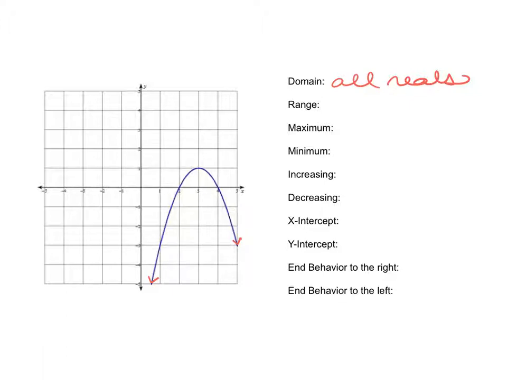All right, the range. So this graph, it maxes out right here, and this is where y is 1. So for the range, we say y is less than or equal to 1. The maximum is where y equals 1. That's the maximum, because again, this graph, it's increasing. It's hard to see. It's increasing here. It hits its maximum, and then it starts coming back down where it decreases.